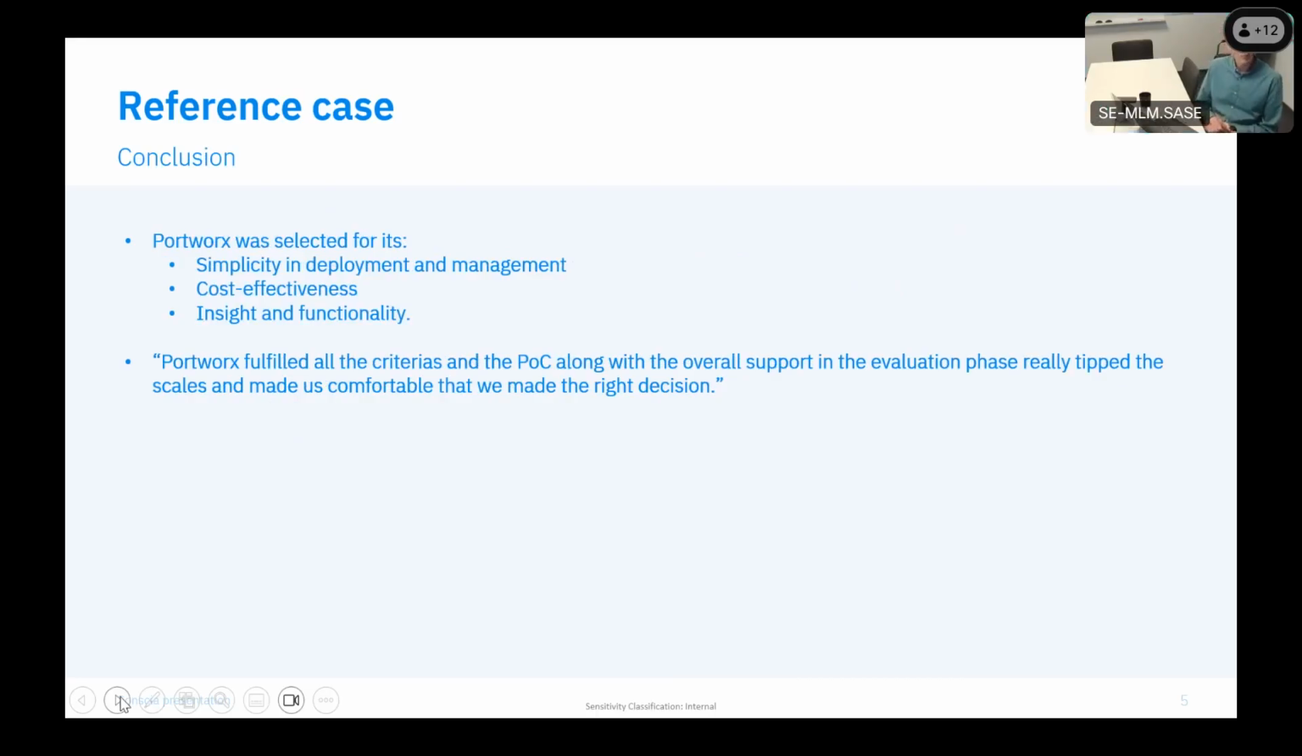In conclusion then, what made them select Portworx? First and foremost, it was after two thorough POCs and TCO calculations and all of the due diligence you really need to do when evaluating something like this. It came down to simplicity, deployment, and management. That was the number one and key reason. They also found this more cost effective, and it met all the requirements and criteria in terms of functionality and so on that they set out before they started this project.